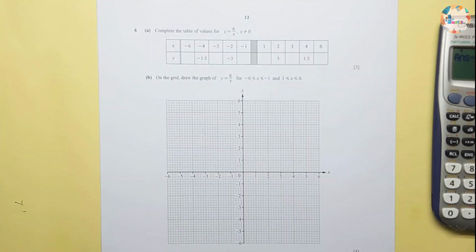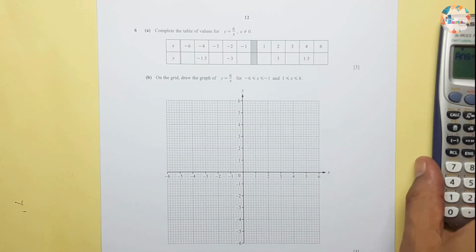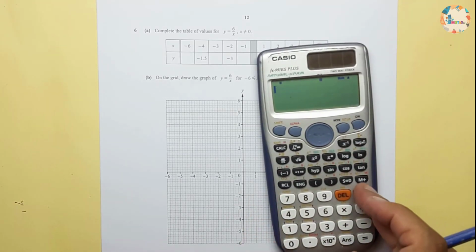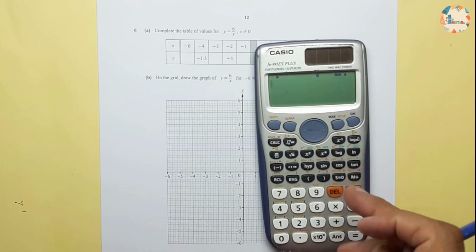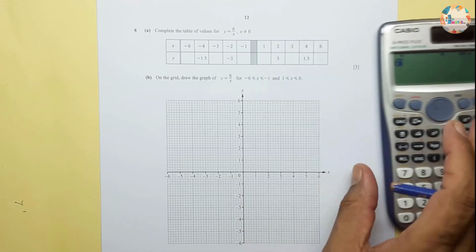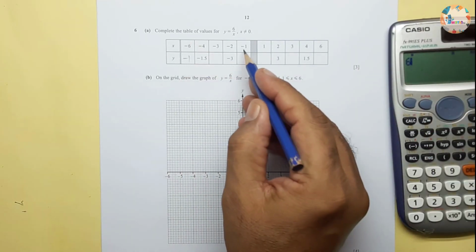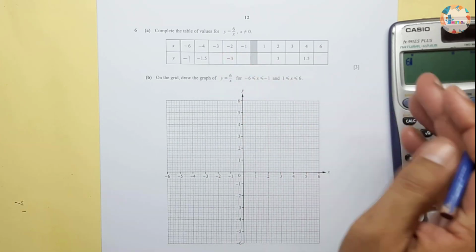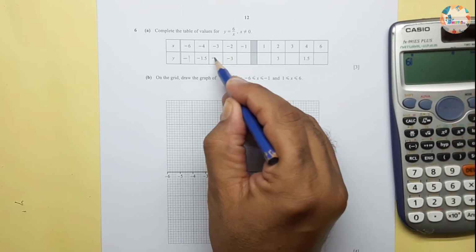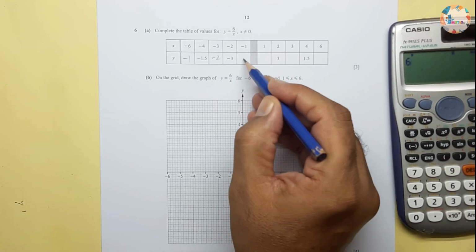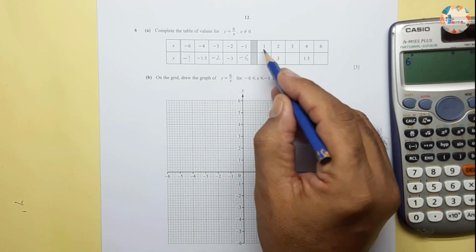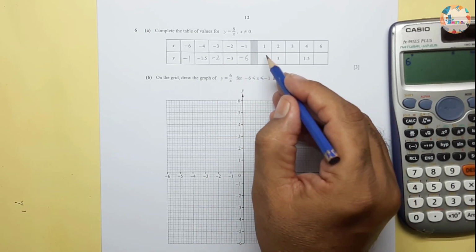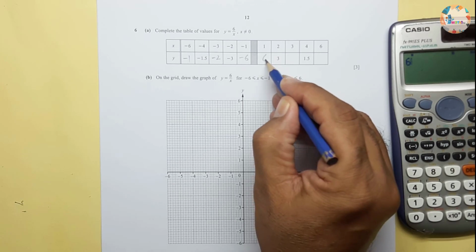Then question number 6, complete the table of values for this one. y is equal to 6 over x, x is not equal to 0. So we will be replacing this value. First minus 6. So 6 divided by minus 6 will be minus 1. And 6 divided by minus 3 will be minus 2. This is easier. 6 divided by minus 1 will be minus 6. And 1. So 6 divided by 1 will be 6.